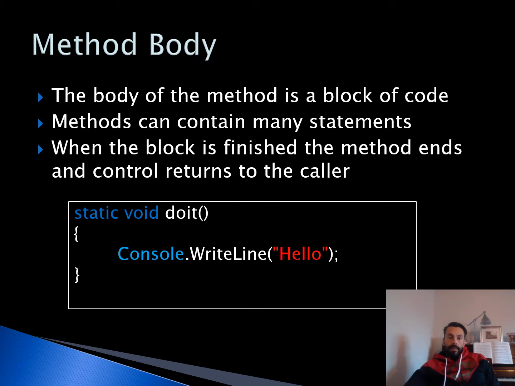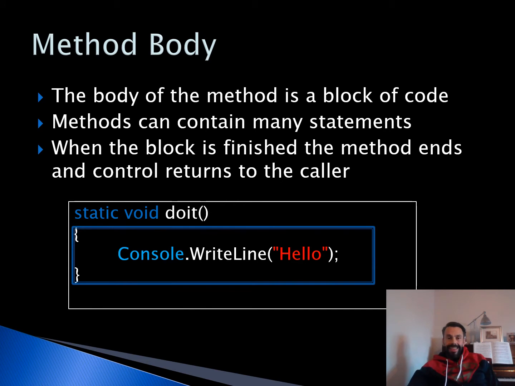Now the method body. It's really the block of code. Obviously, blocks of code can contain many statements. We've seen that before. And when the block is finished, the method ends and the control returns to the caller. So in the previous example, we've called do it from the main procedure or the main function, and therefore it will return straight to that. Okay, so that's the method body.